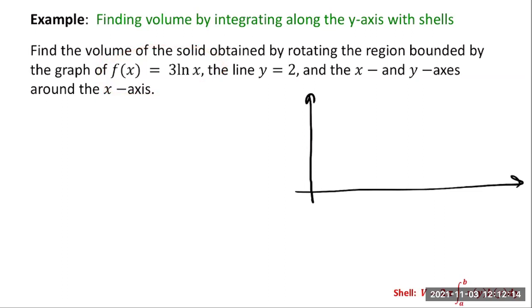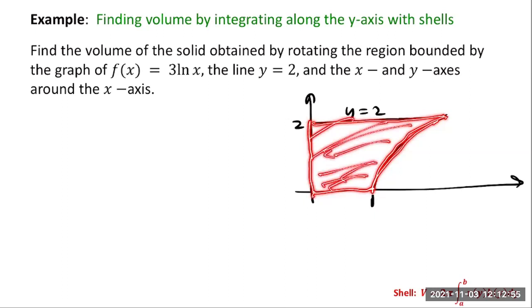If you graph that, you will get a graph like this. Okay, this value is 1. You all know how to graph 3 times ln x. If you graph that, you will get a shape like this. And then, given this line y equal to 2, the line y equal to 2 is this line. We are interested in the region bounded by this line, this function, the x-axis and the y-axis. That is this region.